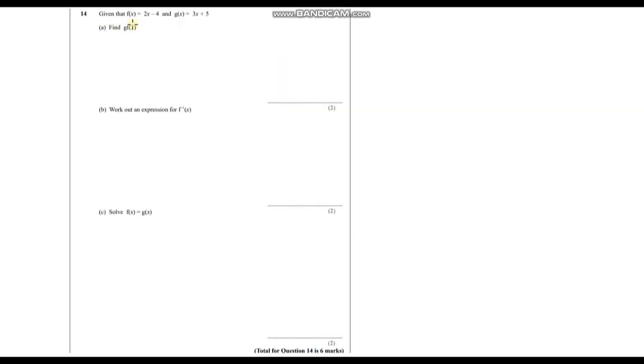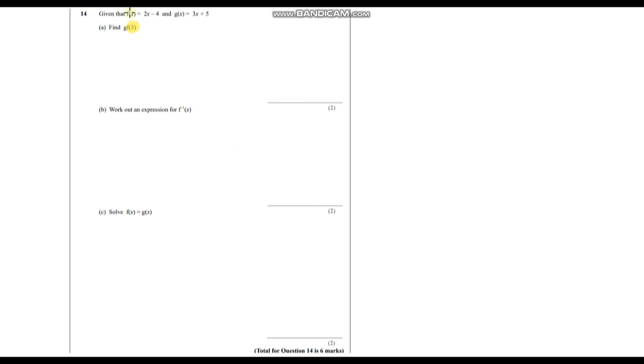Question 14. Given that f of x equals 2x minus 4 and g of x equals 3x plus 5, find g of f of 3. So this is the topic of composite functions, which is just functions within a function. So we have to work on the inside first and work our way outside. So f of 3, let's first focus on that part. What is f of 3? Well, that just means if I put 3 into my function, what is my output?